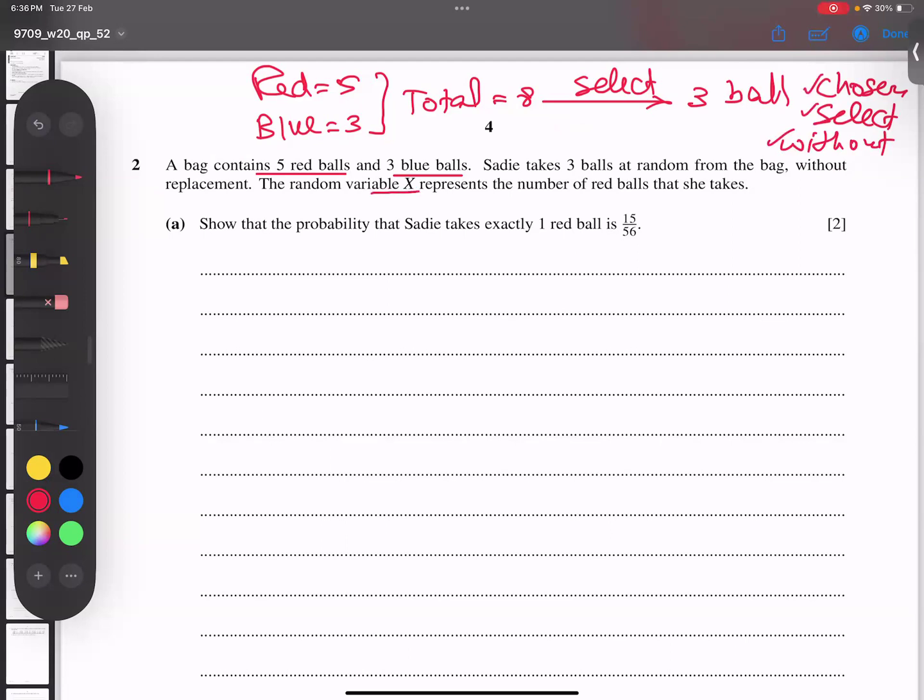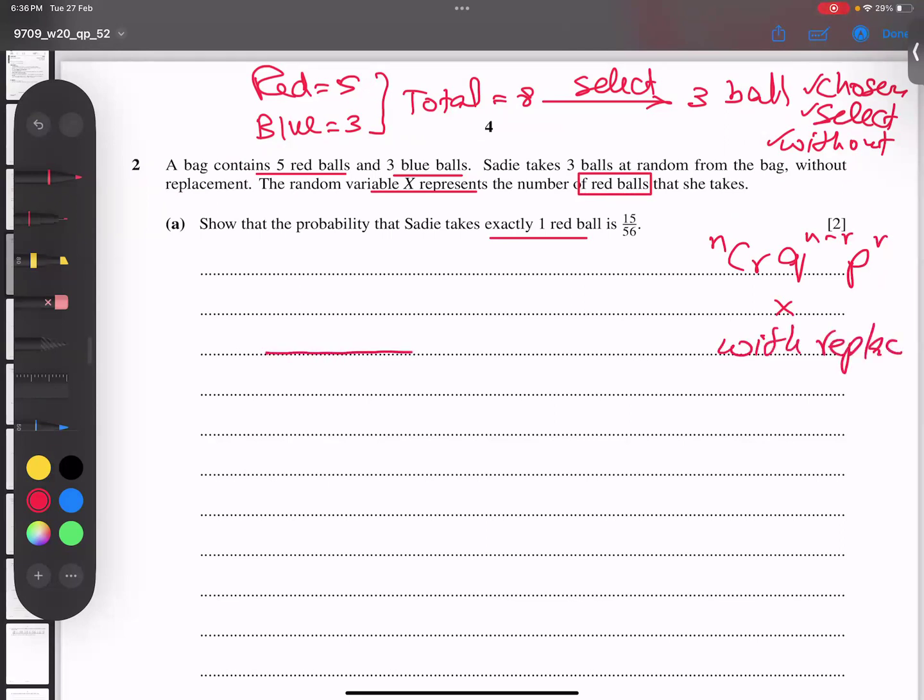He said X represents the number of red balls. Our major concern in this question is red. Show that the probability that Sadi takes exactly 1 red ball is 15/56. What is the technique whenever without replacement comes? The binomial formula nCr q to the power n minus r, p to the power r will flop. We can't use this formula, because it is only for with replacement.